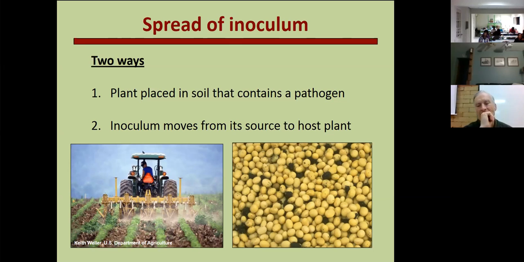And the picture on the right, those are soybean seeds, and some of them are black because they have a fungus growing on them. So in this case, the disease is being spread on the seed.